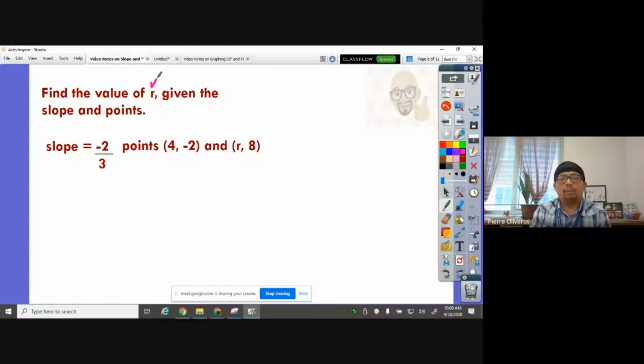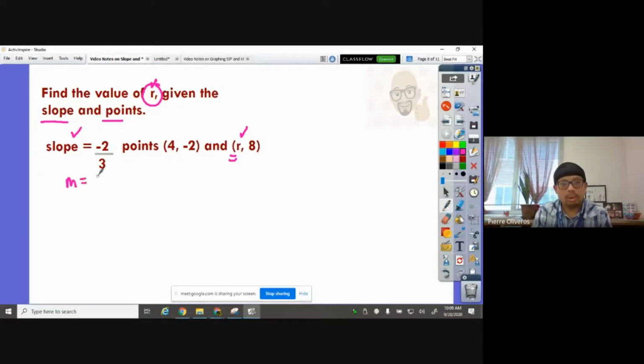Find the value of r given the slope and the point. So we're going to find the value of r here. r here is a coordinate of x or y, depends on the problem. For this case, r is an x coordinate, and the slope is given this time. So we're going to find the value of r that will make the slope equal to -2/3. So what do we do here?